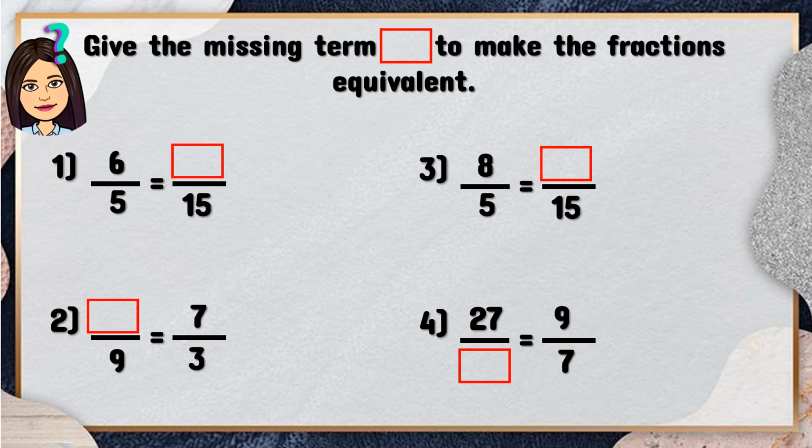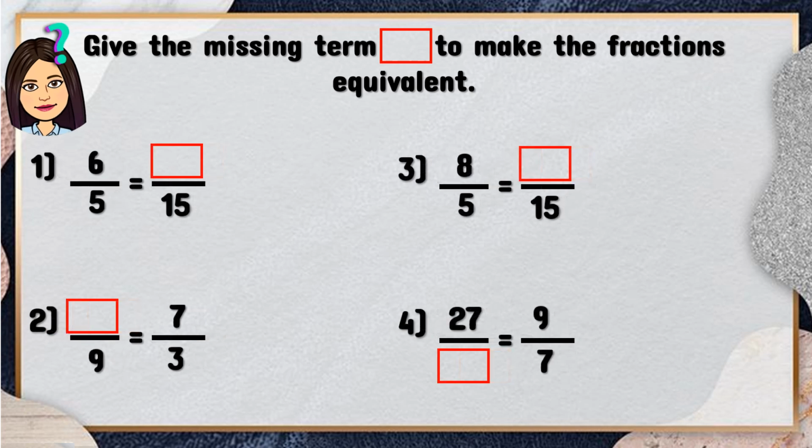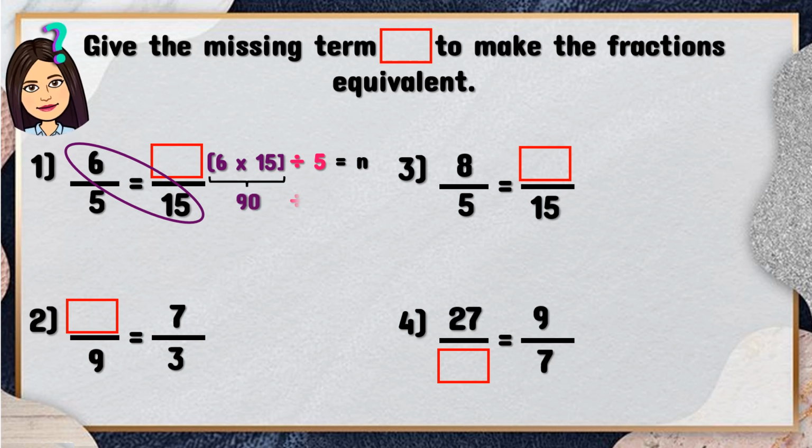Give the missing term to make the fractions equivalent. Let's check your answers. For number 1, let's multiply the numerator 6 and 15 and divide it by 5. So 6 times 15 is 90. Divided by 5 is 18. So the missing term is 18. 6 over 5 is equivalent to 18 over 15.